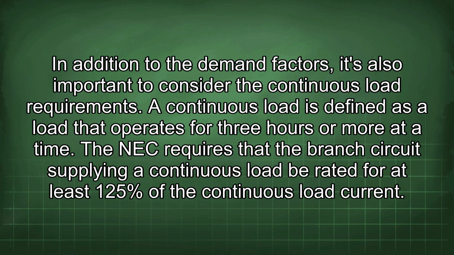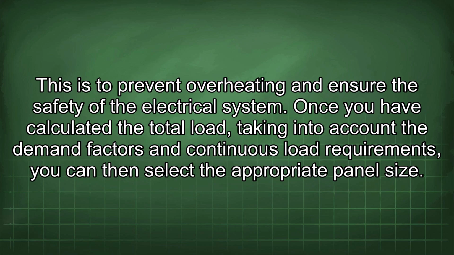The NEC requires that the branch circuit supplying a continuous load be rated for at least 125% of the continuous load current. This is to prevent overheating and ensure the safety of the electrical system. Once you have calculated the total load, taking into account the demand factors and continuous load requirements, you can then select the appropriate panel size.